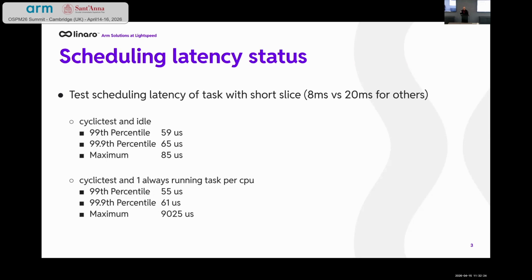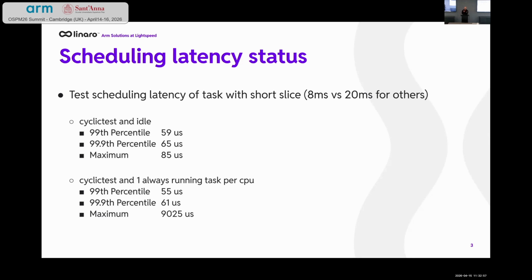So for the scheduling latency, in order to test it, I'm using cyclictest with different other benchmarks which overload the system. In my case, the goal is to set a short slice of 8 milliseconds for cyclictest and 20 milliseconds for all the others. The main reason is that right now the default value is 2.8 milliseconds, which is already quite short.